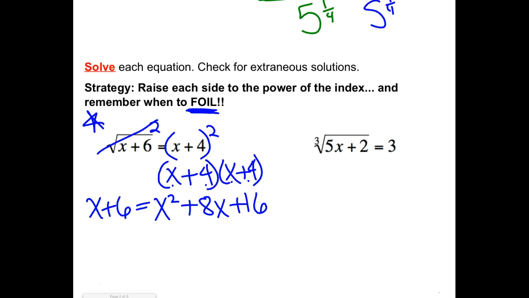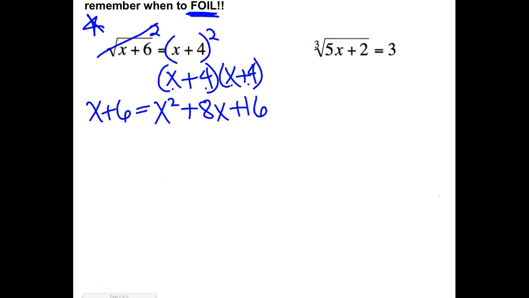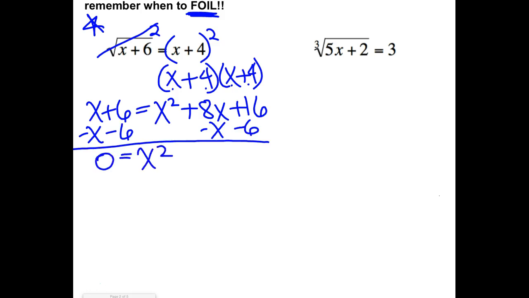Okay? So now that we have a problem like this that's really crazy and we have x squares and x everywhere, we're going to have to factor. And the only way to factor is if one of your sides equals 0. Now I see on this one side, I just have x and 6. It's really easy to get that side to equal 0. So what I'm going to do is minus x from both sides, and I'm going to minus 6 from both sides. When we do that, I'm now going to have 0 equals x squared, and when I take 8x minus 1x, I'm now going to have 7x. And when I take 16 minus 6, I'm going to have 10.